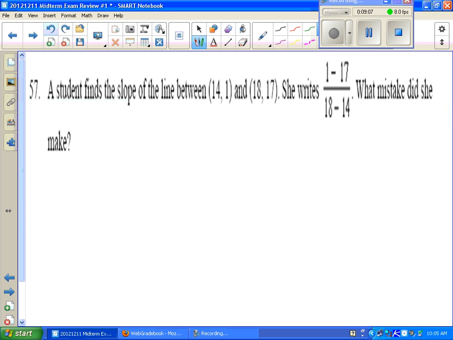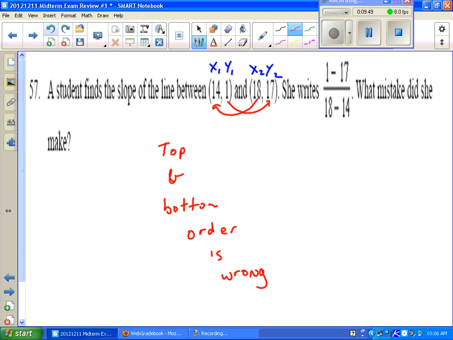Okay, for this one, it says a student finds the slope of 14, 1 and 18, 17. She writes 1 minus 17, 18 minus 14. Follow the slope formula. This is x sub 1, y sub 1, x sub 2, y sub 2. Notice how she plugs them in. She says 1 minus 17, so she goes this way, 1 minus 17. Then she says 18 minus 14, so then she goes this way. You can't go both directions like that. We've had this question a couple times. What mistake did she make? Her top and bottom order is wrong. But she doesn't keep the same order in both of them, is I think the way the answer's been written the last couple of times.